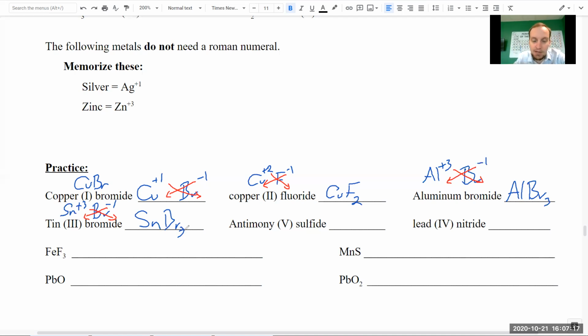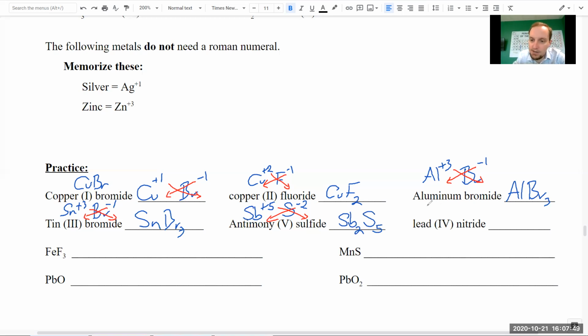All right, antimony 5 sulfide. Antimony is Sb. It tells us it has a +5 charge. Okay, sulfide has a -2 charge. So we're going to go ahead and cross that down here. That goes down there. We drop off the positive and the negative. And what we end up with is Sb2S5. That's antimony 5 sulfide.